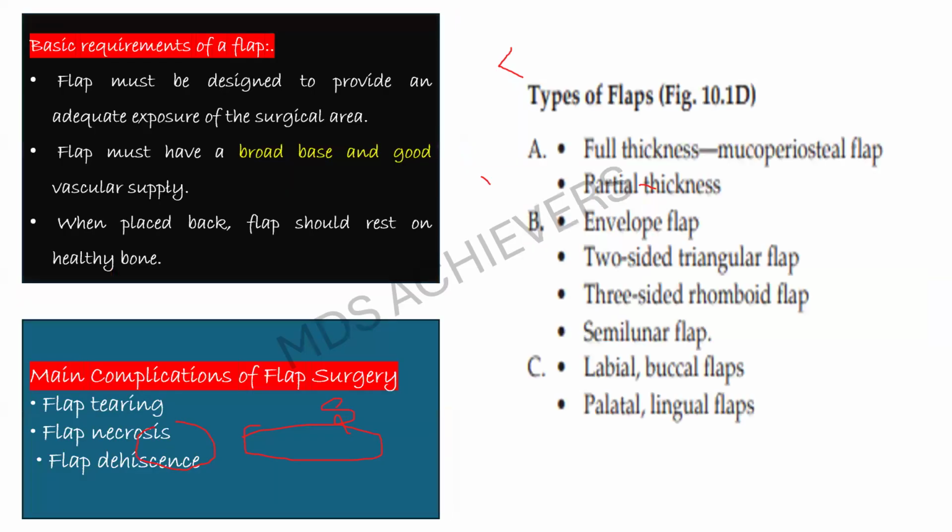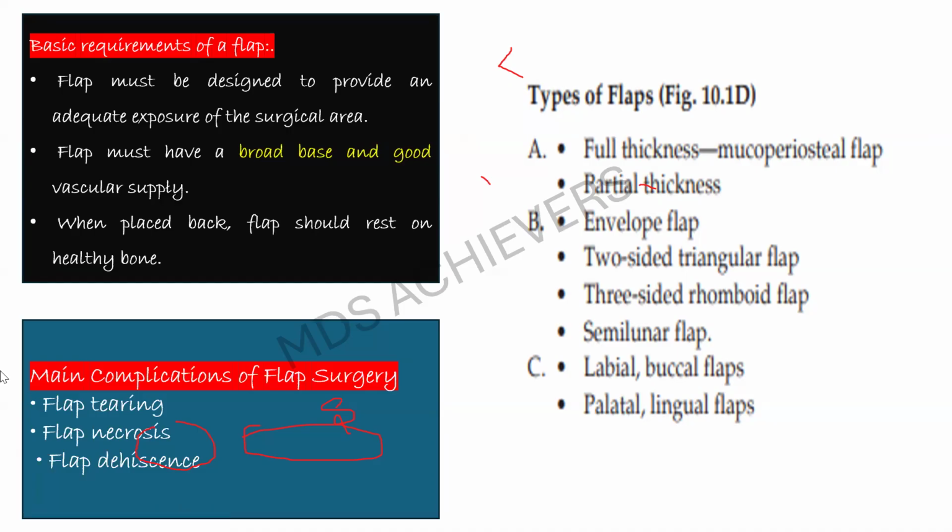Coming to the flap, the basic requirement is that it is designed to provide adequate exposure of the surgical area. Never hesitate whenever you are elevating a flap. The flap must have a broad base and good vascular supply. This is a very important and very frequently asked thing. When placed back, the flap should rest on healthy bone. The thickness of the flap should also be adequate, otherwise it undergoes necrosis.